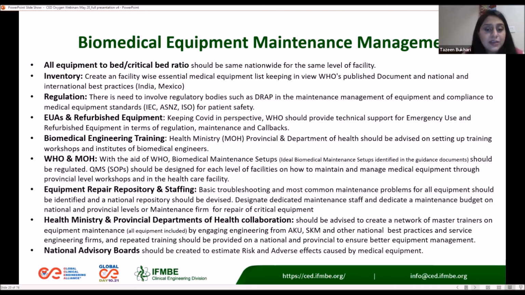There should be a national advisory board to cover the risk and adverse effects of medical equipment, and the Ministry of Health should collaborate with these national best practices and learn how they do it, so we can improve the overall public sector system in Pakistan. That's all from me today.